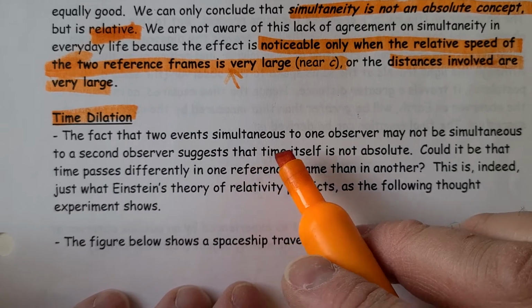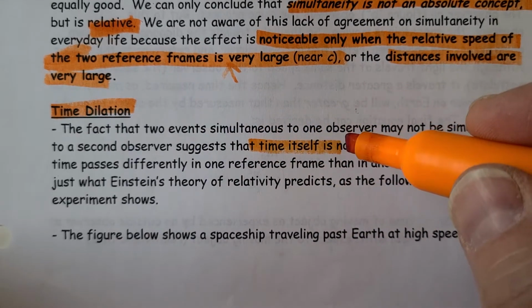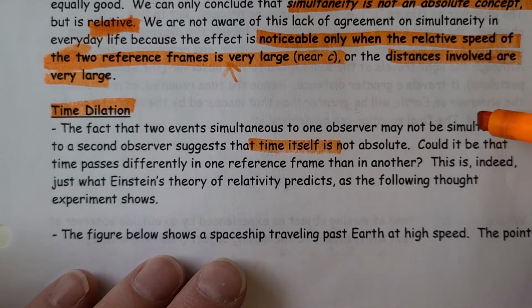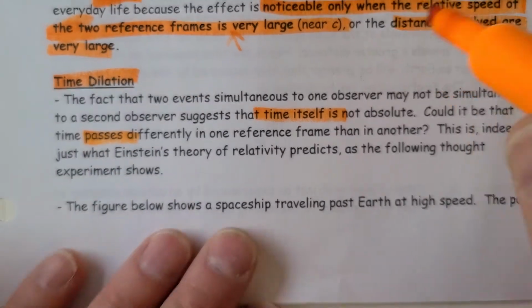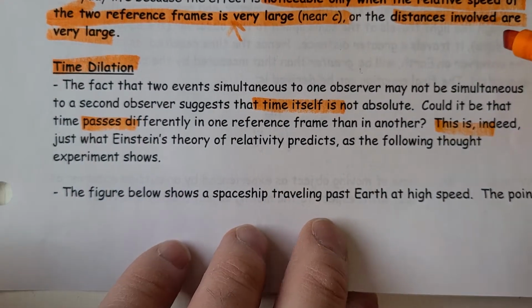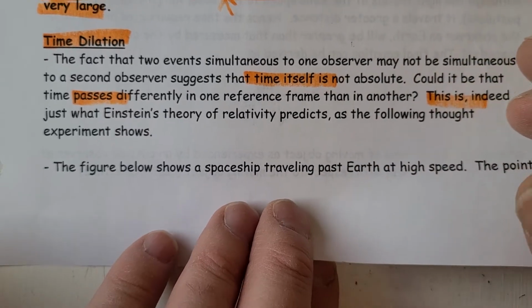The fact that two simultaneous events to one observer may not be simultaneous to another observer suggests that time, again, is not absolute. It depends what frame of reference you're in. Could it be that time also passes differently in one reference frame than another? Yes, it does. And that's just what Einstein's theory of relativity predicts, as the following thought experiment shows.